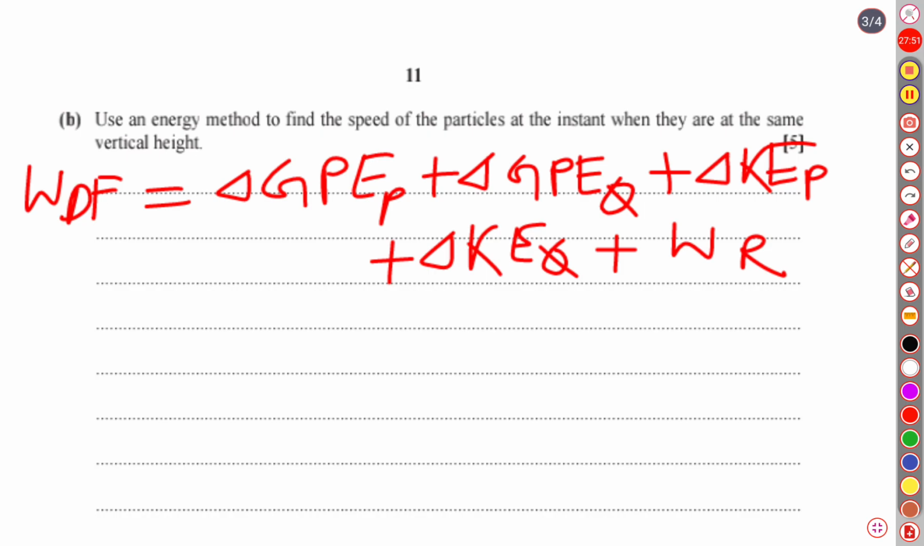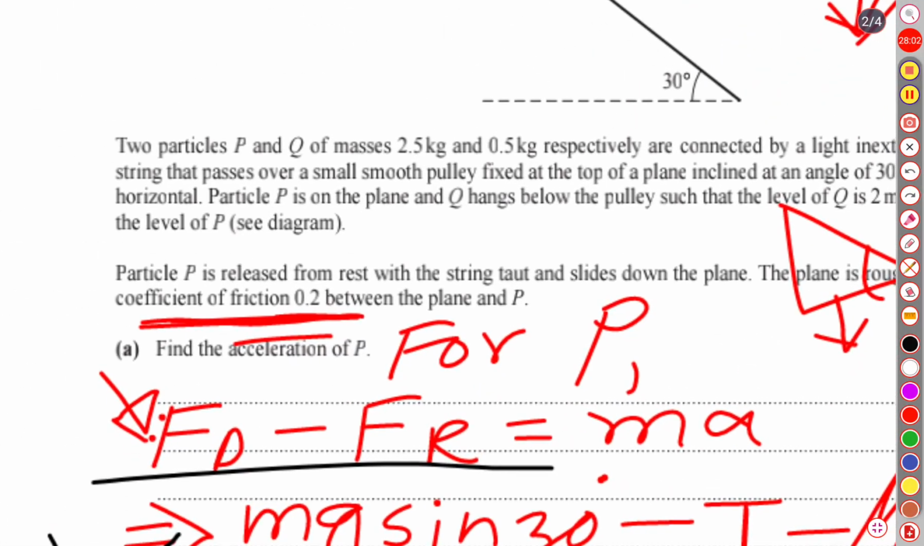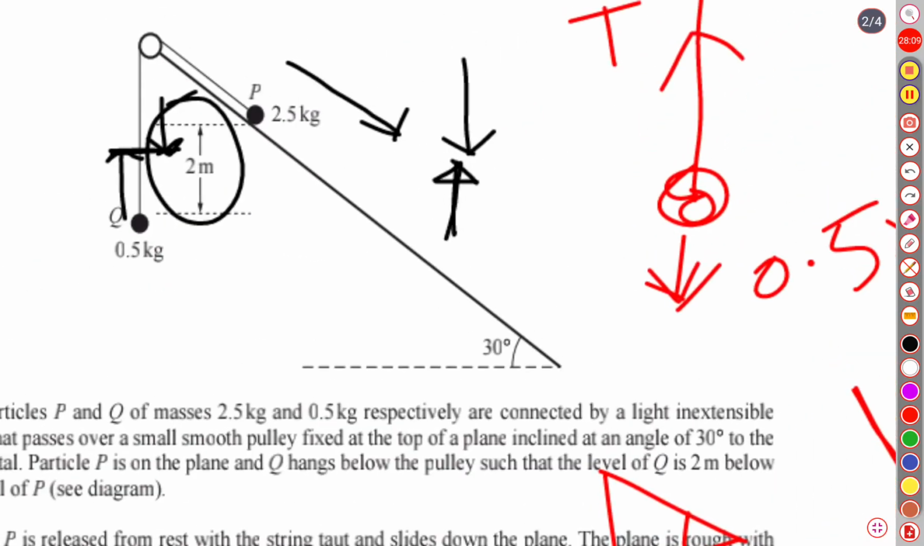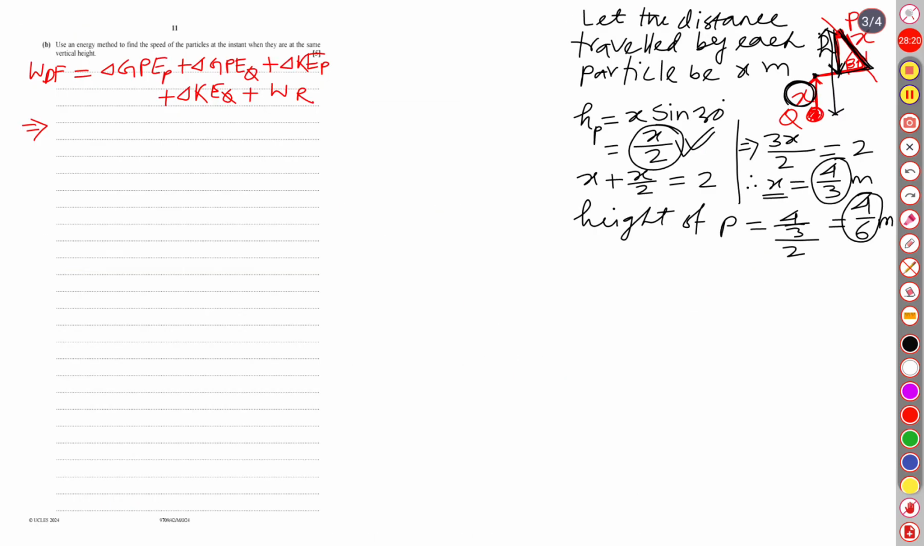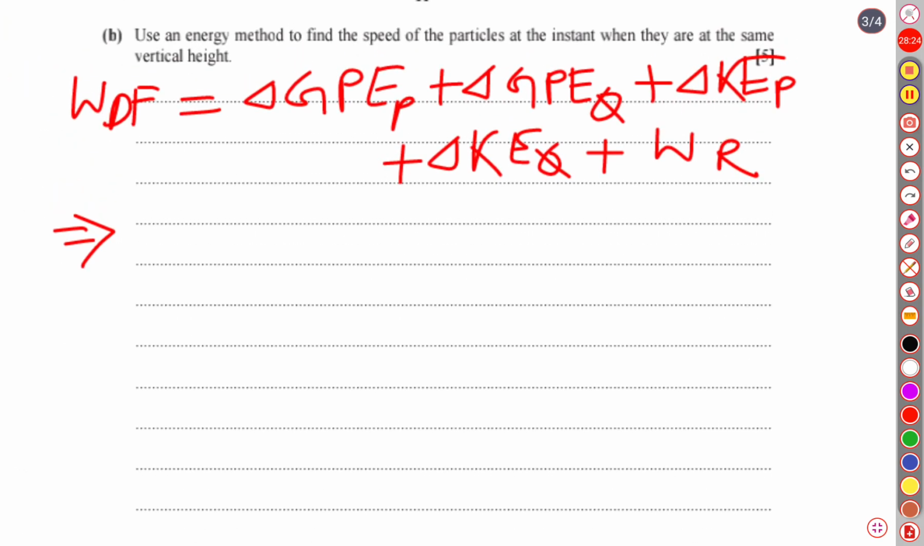Okay, and the driving force, actually if we go back to the figure we will see that, the question told that particle P is released from rest with the string taut and slides down. So it is actually sliding down, there is no external force pulling it downward, that's why driving force is actually 0. Our driving force is going to be 0, let us write 0 over here.